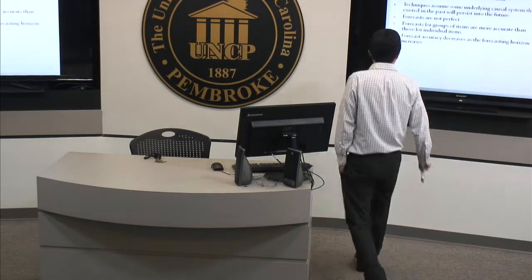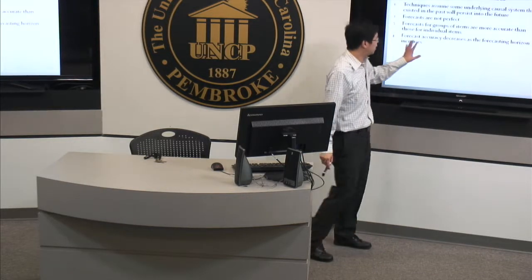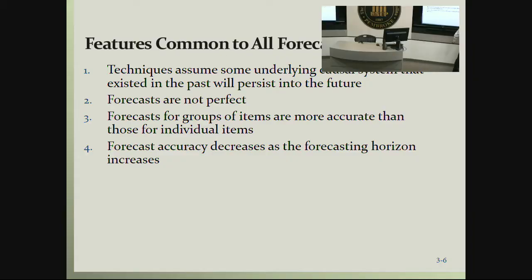The fourth one: forecast accuracy decreases as forecast horizon increases. Can anybody explain this to us?